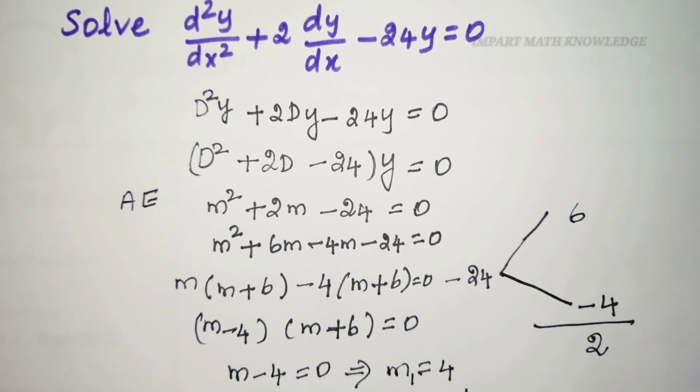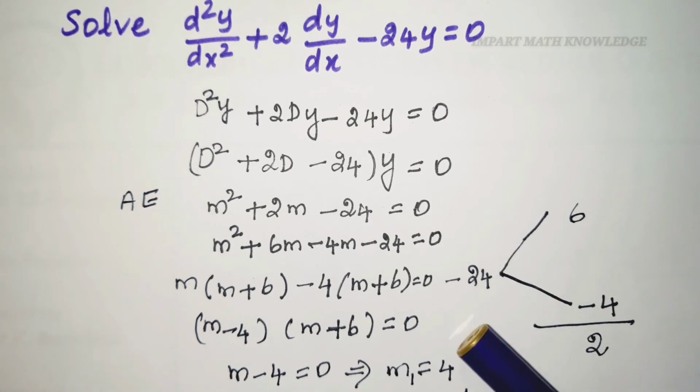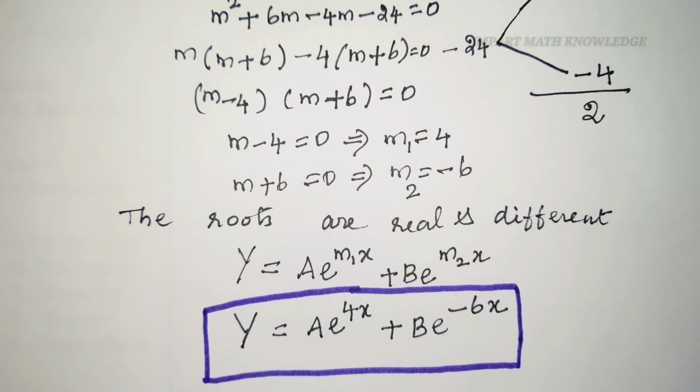In this problem, first you have to rewrite the given equation, then write the auxiliary equation, then find the roots of the auxiliary equation. After finding the roots, we need to check the nature of the roots. Based on the nature, you have to write the complementary function. Here the roots are real and different. So, the complementary function is y equals a e^(4x) plus b e^(-6x).